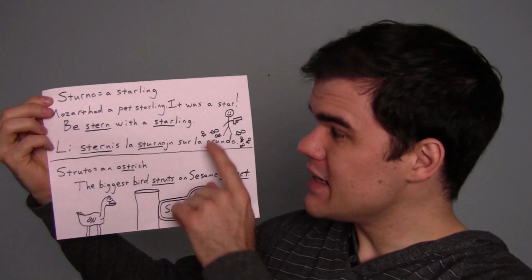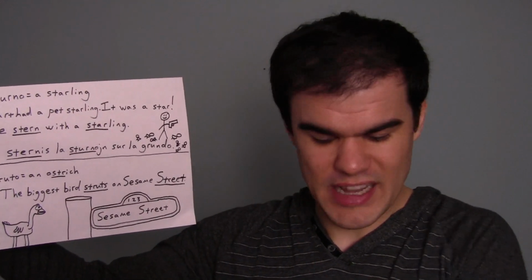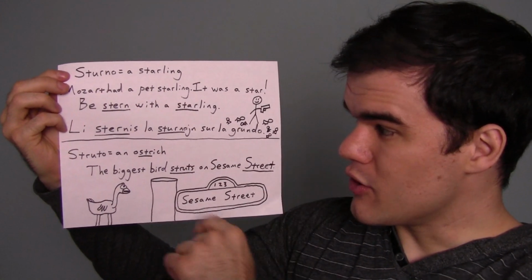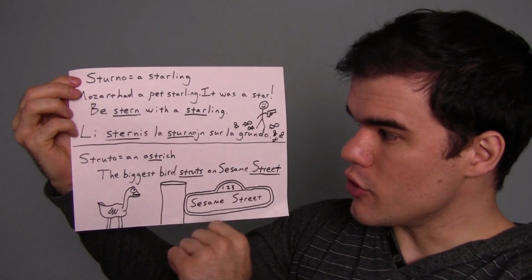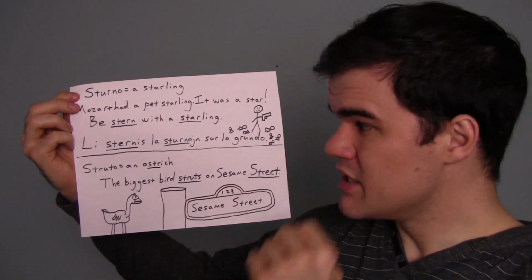In that case, Li, the guy with the gun, sternis, or laid out for viewing, the starlings on the ground. Li sternis la sturnojn sur la grundo. So if you didn't know what sterni means, it's sort of like to set out or lay out something. So starlings, you've got to deal with one way or another.